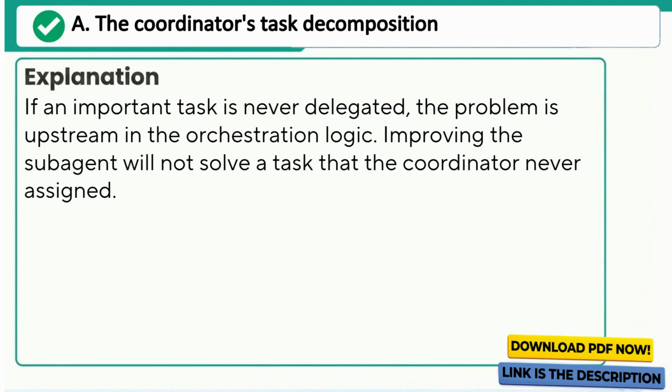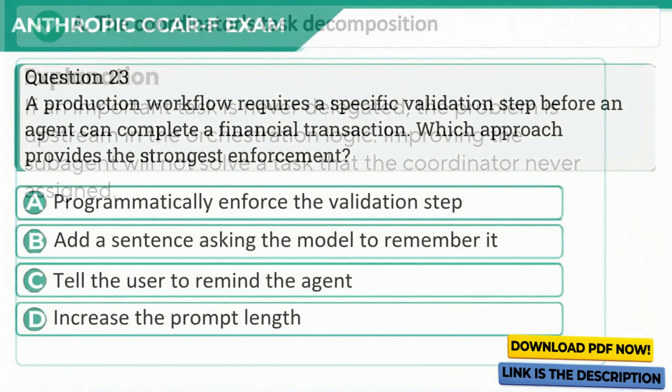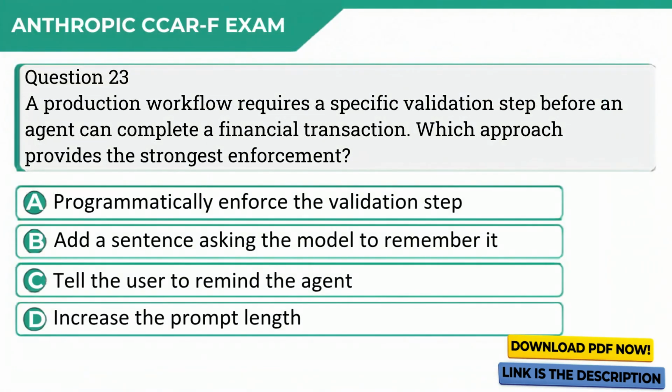Explanation. If an important task is never delegated, the problem is upstream in the orchestration logic. Improving the subagent will not solve a task that the coordinator never assigned. Question 23. A production workflow requires a specific validation step before an agent can complete a financial transaction. Which approach provides the strongest enforcement?